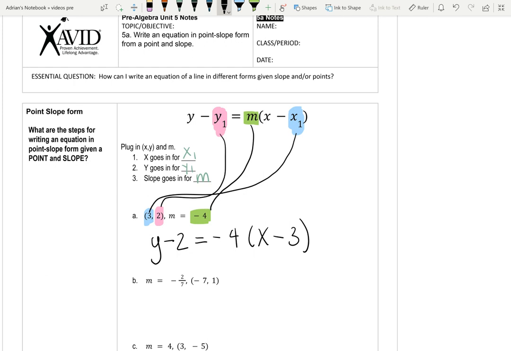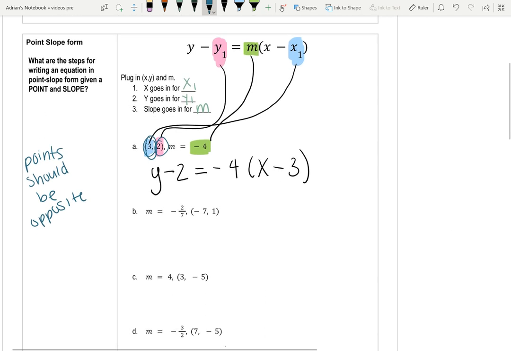Now, you might notice, if you look here, this says y minus 2. So this is a -2, but up here, this was a +2. Okay, and then over here, I have a -3, but up here, it was a +3. Your points should always look opposite. So this says minus, and then up here, it's a positive. So your points should be opposite. And you'll see what I mean by that down here on our next example too. So let's jump into our next example.